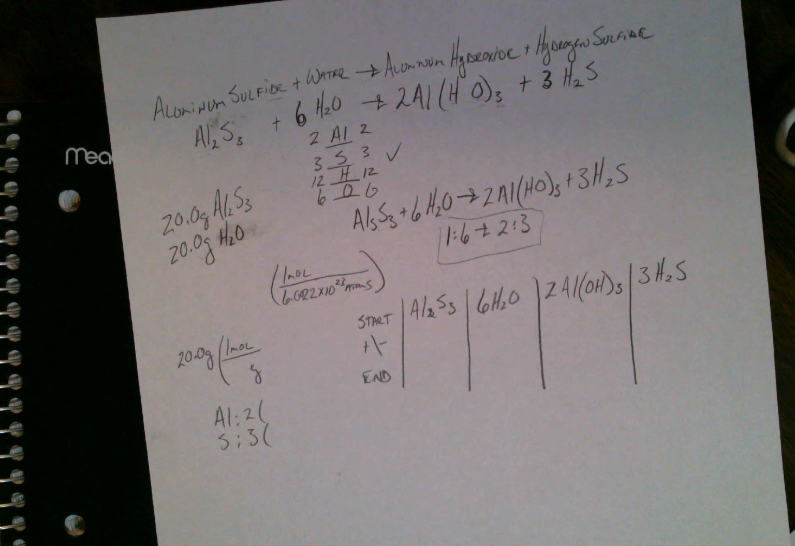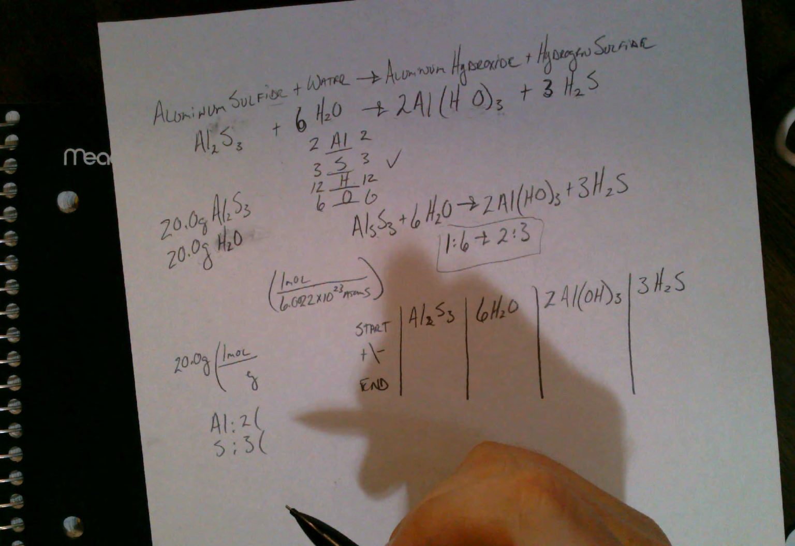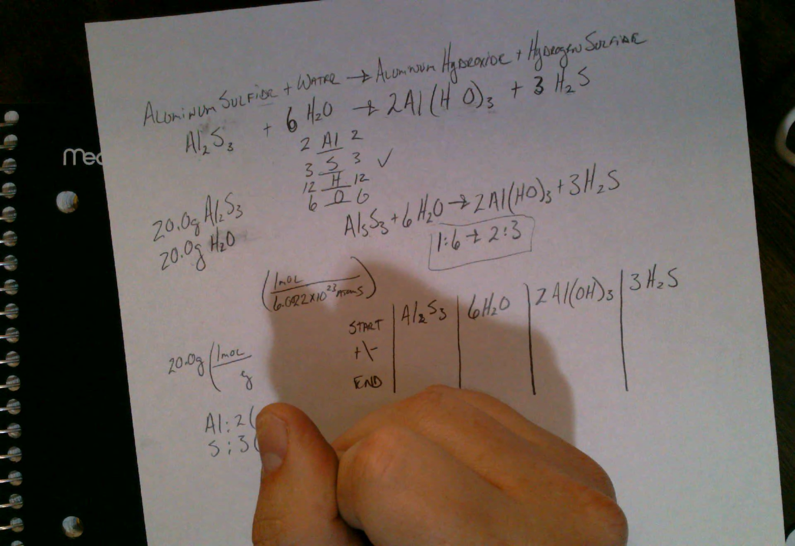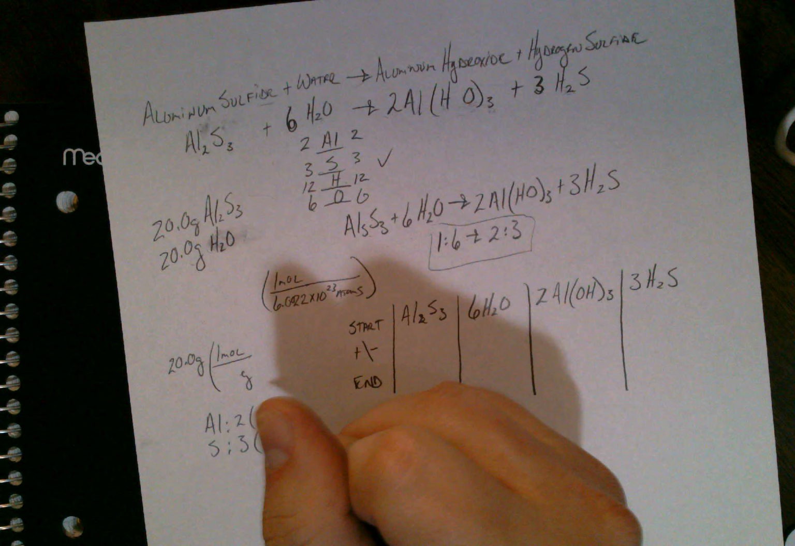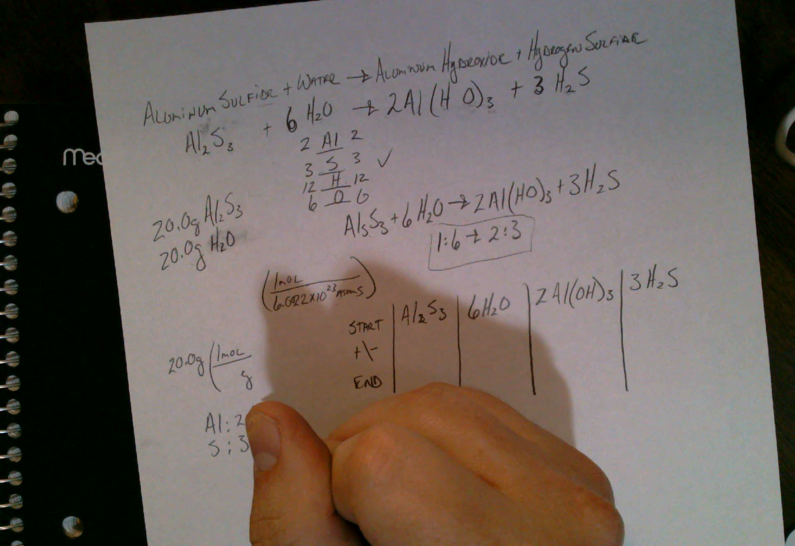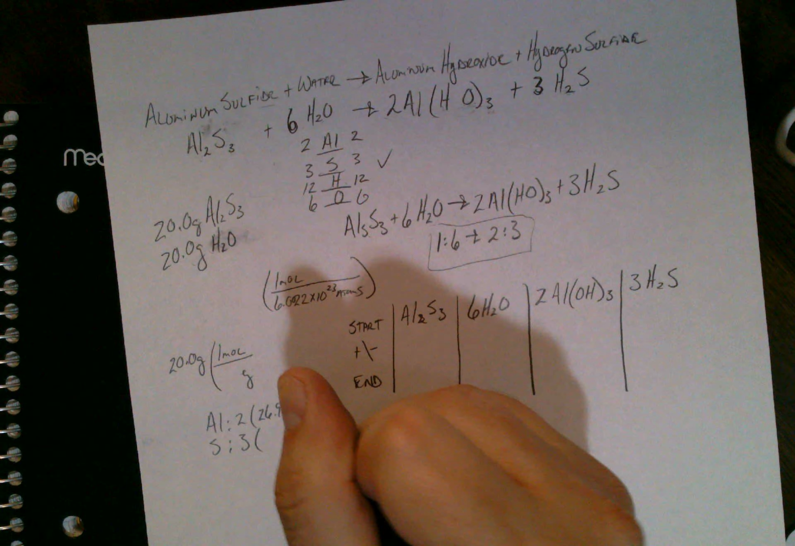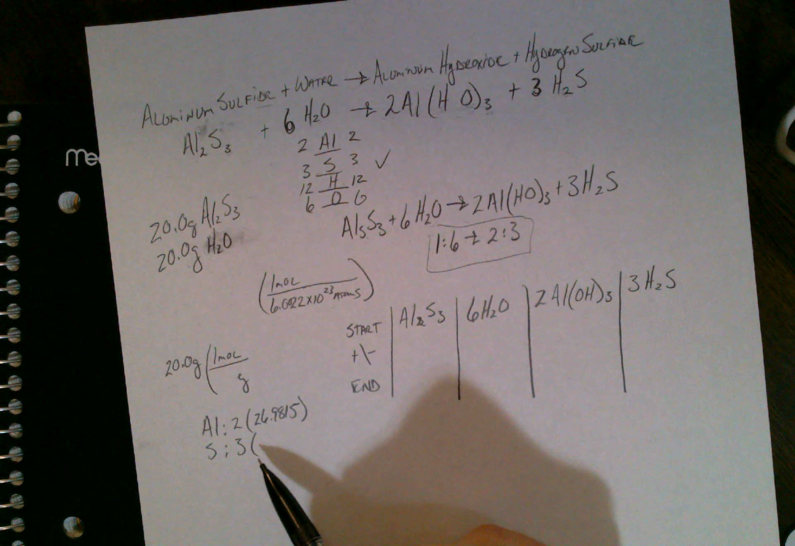the atomic mass that you get from the periodic table. So aluminum has an atomic mass of 26.9815. That'll be good enough, close enough for what we're doing here. So 26.9815, 26.9815. And sulfur is 32.059.